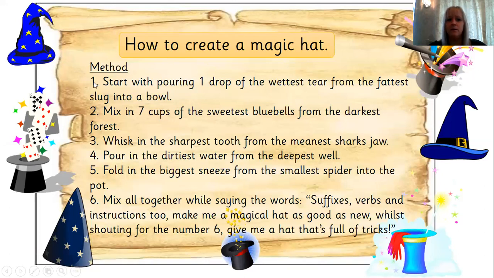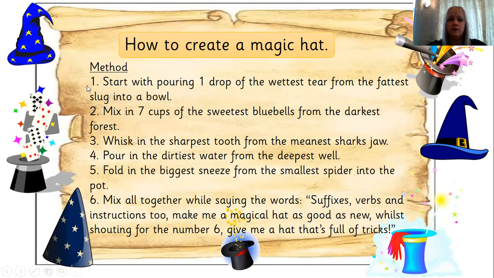Now, the method is the instructions. This is the part where we use those bossy verbs like pouring and start and drop, mix, whisk, pour again, fold and mix. And we use those words to tell everybody what they have to do. Now, this gives everyone a good understanding of what to do and how to follow the instructions. Without those bossy verbs, they might do something the wrong way, and then they might not get the same outcome that they'd hoped to get.